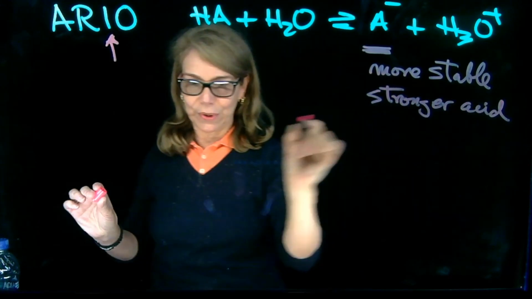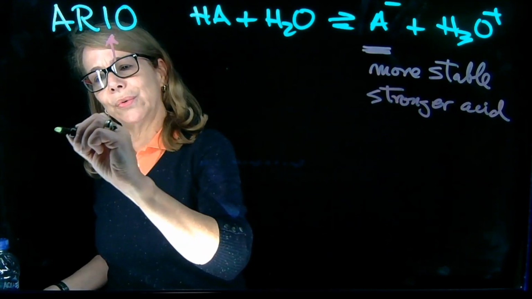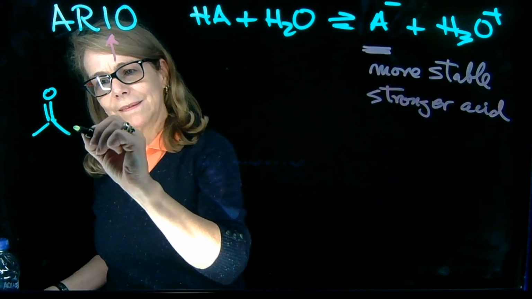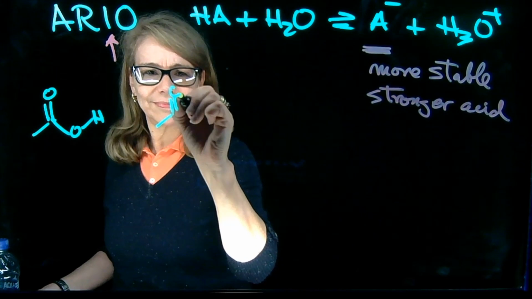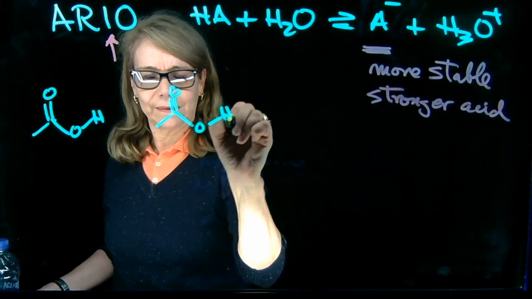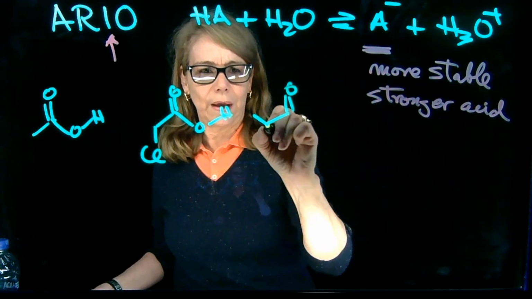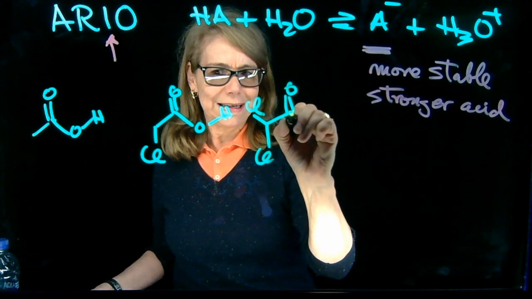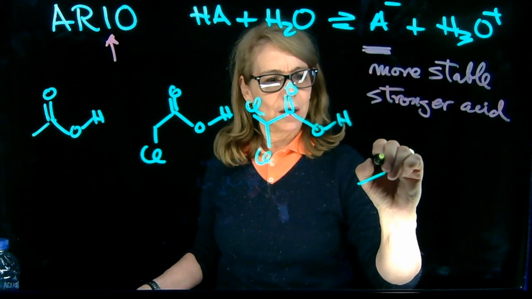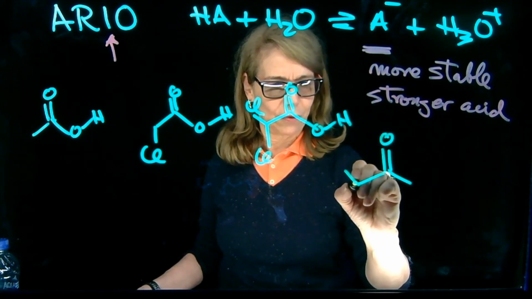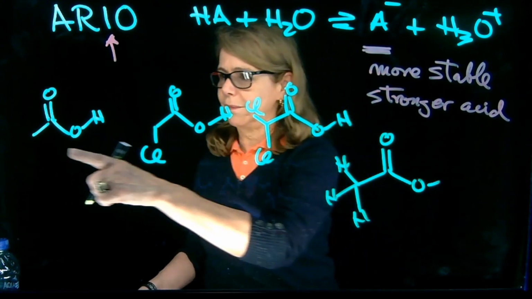So that's what I'm doing now. Let's draw a series of acids. This time I'm going to use, say, acetic acid, and then I have chloroacetic acid, and I'm going to have now dichloroacetic acid, and finally I'm going to have trichloroacetic acid. So here you're replacing the hydrogens on this carbon.